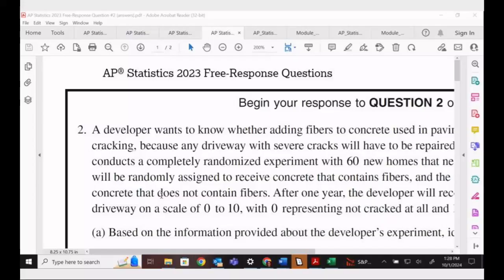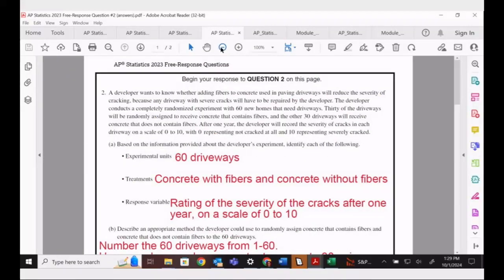All right, so that we have enough time to actually talk about this. I know not everybody's done. There's probably a bunch of people that haven't even gotten all the way to part C yet. What are the experimental units? I'm hearing a lot of good things. Be very careful here. What is it that's being experimented on? The driveways. 60 driveways would be our experimental units.